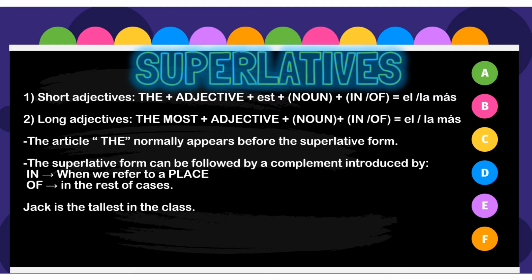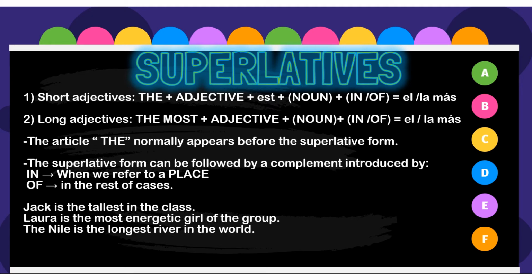Let's see some examples. Jack is the tallest in the class. Here you're using est because you're talking about a short adjective. So you need to add est. Jack is the tallest in the class. You are comparing Jack with the rest of the class. Laura is the most energetic girl of the group. In this case, you are using most because you are using a long adjective. So, most energetic girl of the group, right? Then, the Nile is the longest river in the world. So you're using long, that is a short one, est, right?